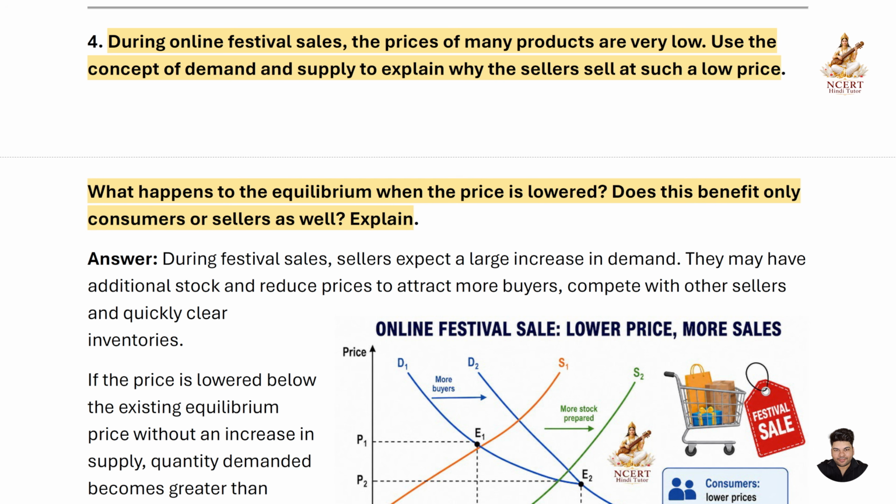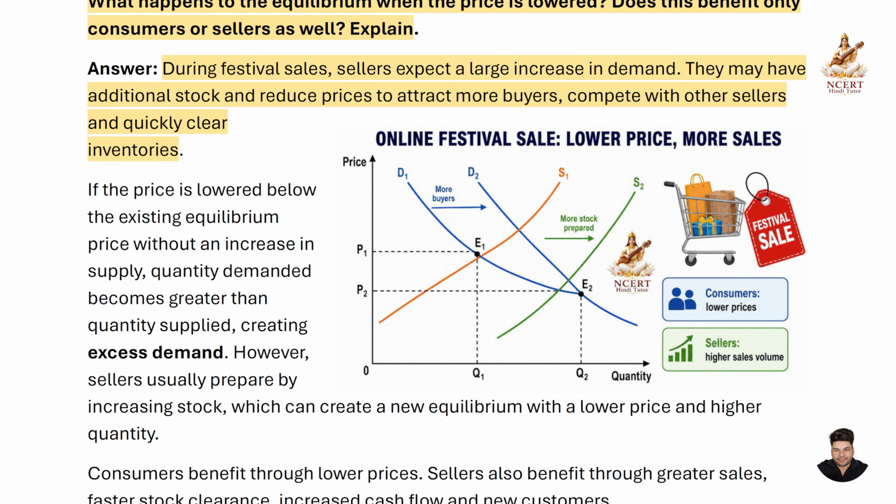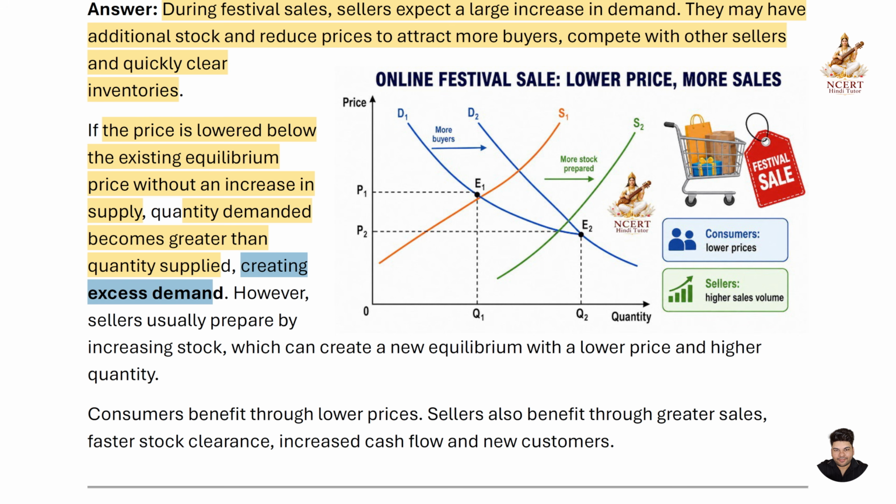Explain. Answer. During festival sales, sellers expect a large increase in demand. They may have additional stock and reduce prices to attract more buyers, compete with other sellers, and quickly clear inventories. If the price is lowered below the existing equilibrium price without an increase in supply, quantity demanded becomes greater than quantity supplied, creating excess demand. However, sellers usually prepare by increasing stock, which can create a new equilibrium with a lower price and higher quantity.